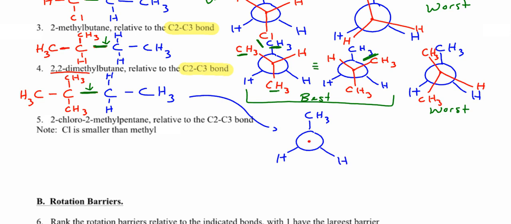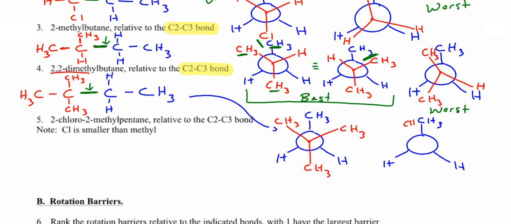I have all methyls. So there's really no options. The best way would be staggered. And what would be the worst? Well, an eclipse. Still would look the same. Well, let's make that blue. And then all I do is I write it to the side. And that would be my worst. And this is my best.